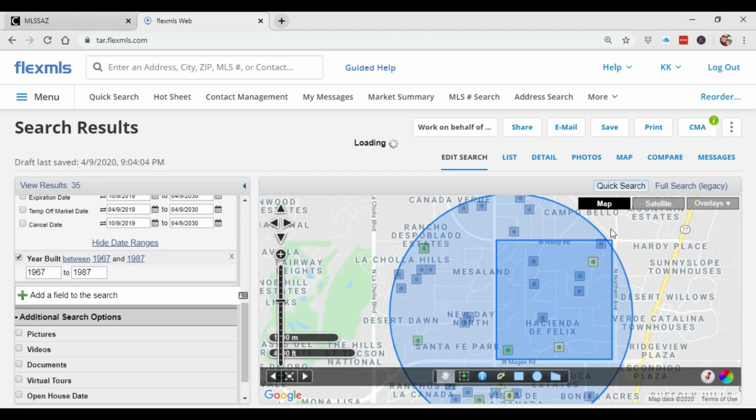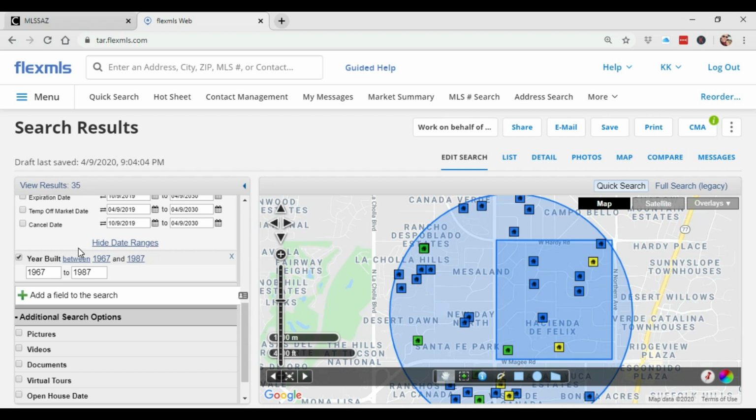Why this is important is that these particular properties in La Cholla Hills, even though they were built in the 60s and 70s time frame, are a very different subdivision than Hacienda del Felix in this area. Santa Fe Park is much different than Cañada Verde.